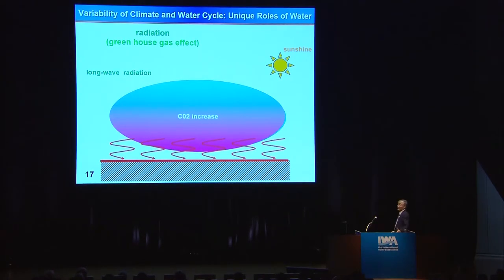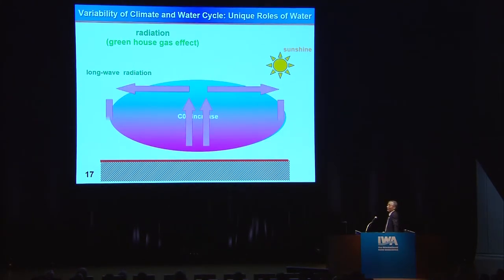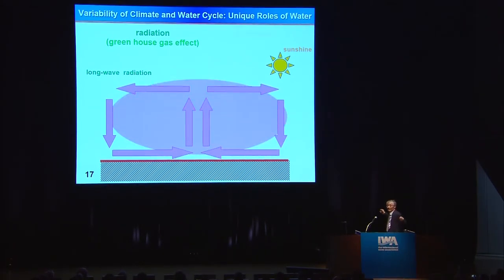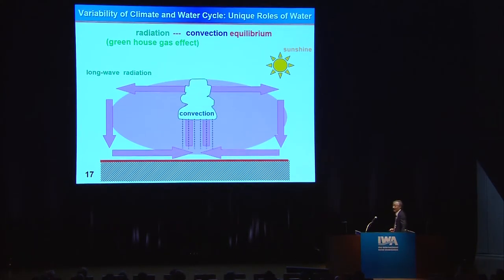So, associated with global warming, this convection is accelerated, and all of the atmosphere is mixed. Not only the lower part, but the whole atmosphere's temperature increases. This is global warming. So this process is radiation, convection, equilibrium. Associated with global warming, the convective system is accelerated. Then heavier rainfall happens in a narrower area. So this is the basis of the increase in heavy rainfall events and in their intensity.